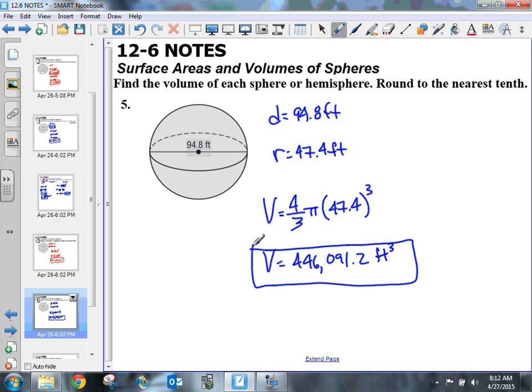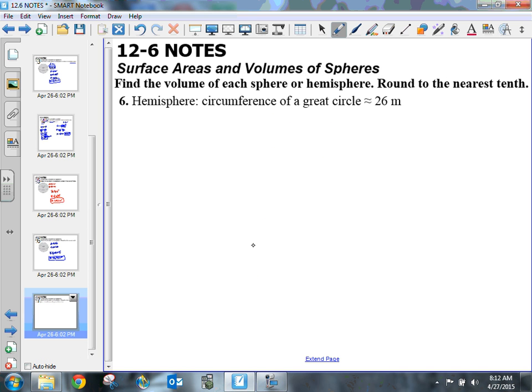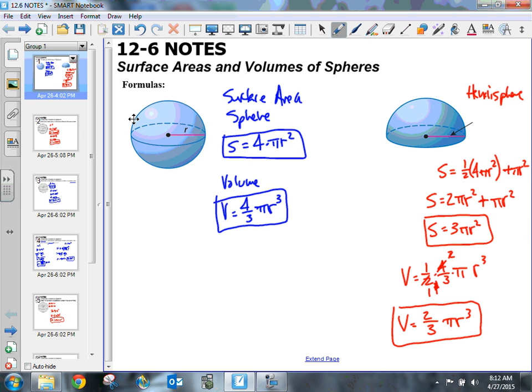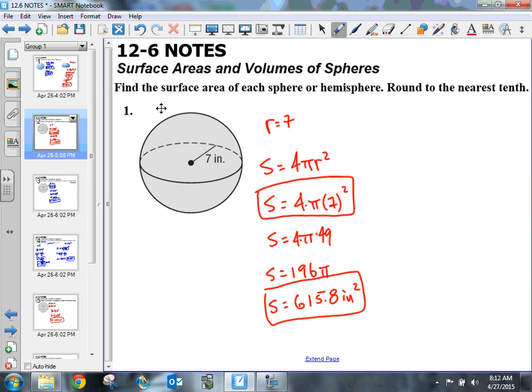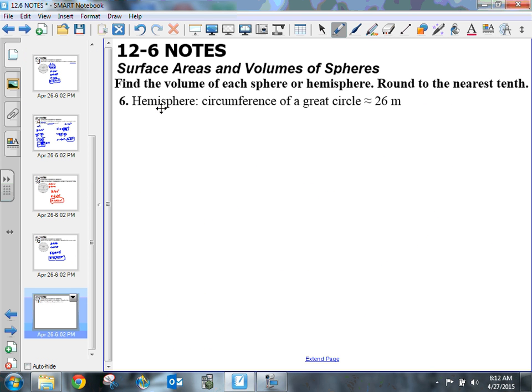All right. Let's take a look at the last one. The last one's a hemisphere. It gives the circumference of the great circle. Remember, the great circle is this. So it gives us the circumference. All right. So my formula is volume equals 2/3 pi times radius cubed. But they give me that the circumference is equal to 26 meters.